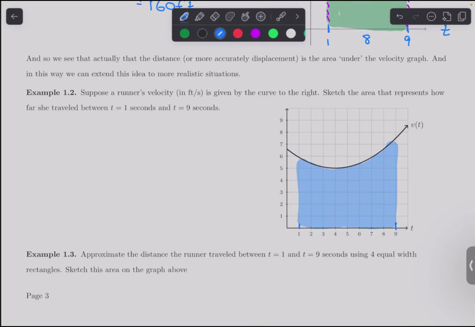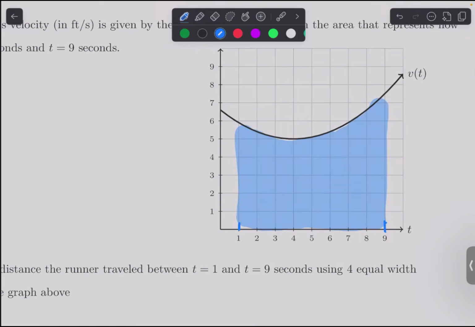I'm going to start off by approximating the distance this runner travels between t equals 1 and t equals 9 seconds using 4 equal width rectangles. Sketch the area on the graph above. If I want 4 equal width rectangles and I have a total width of 8 seconds, let's break this in half. That would be 2 equal width rectangles. And let's break it in half one more time. That's going to give us 4. So my rectangles go from 1 to 3 seconds, then from 3 to 5, then from 5 to 7, and 7 to 9 lastly.